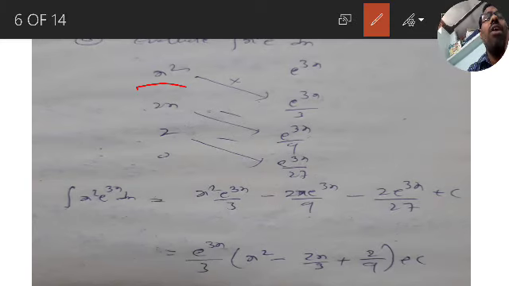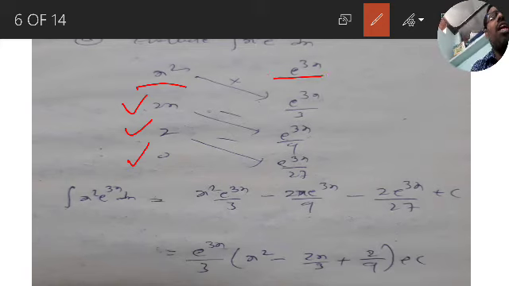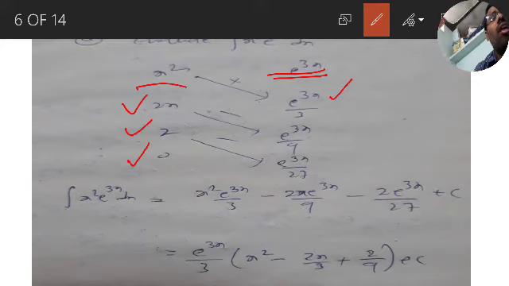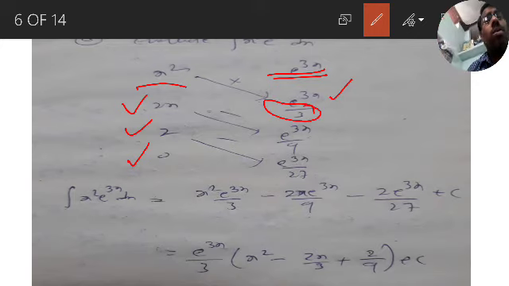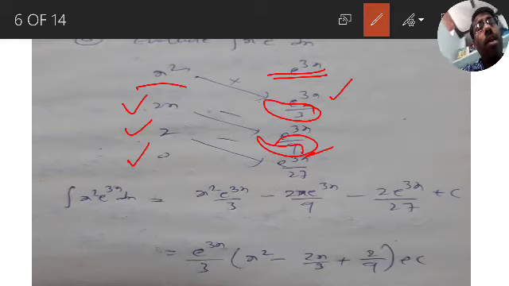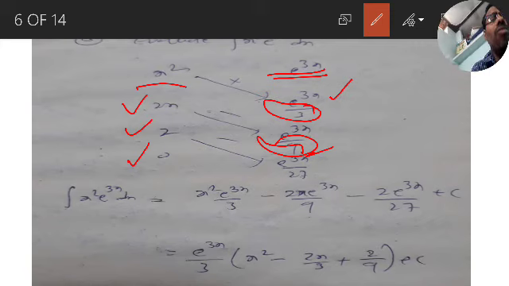So x square derivative is 2x, and 2x derivative is 2, and 2 is a constant, so its derivative is 0. For e power of 3x, integration of e power of ax is e power of ax by a. Therefore integration of e power of 3x is e power of 3x by 3. 1 by 3 is outside. 1 by 3 into integration of e power of 3x, which is again e power of 3x by 3, that is 3 into 3 is 9, and now 1 by 9 is a constant outside. So 1 by 9 into e power of 3x by 3 is e power of 3x by 27.